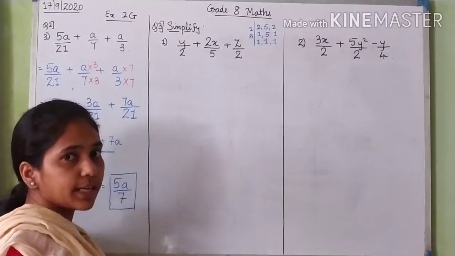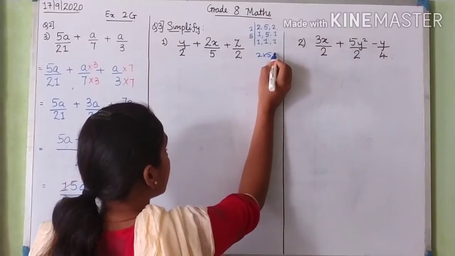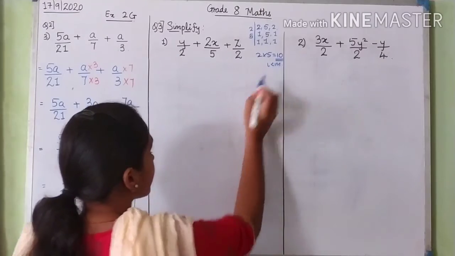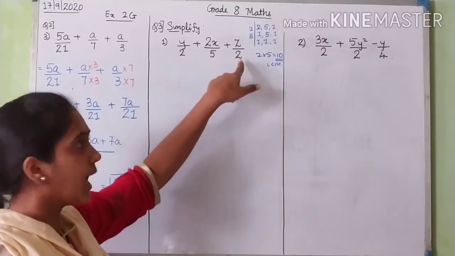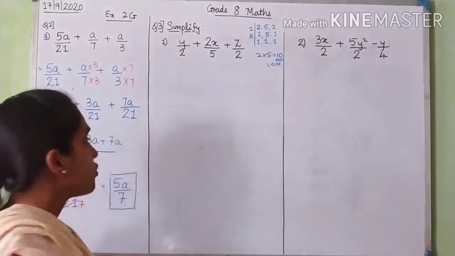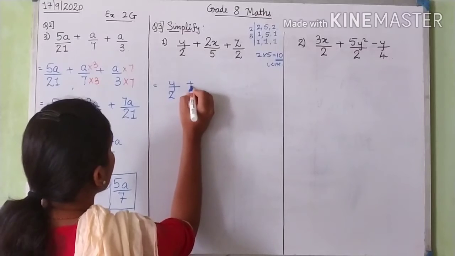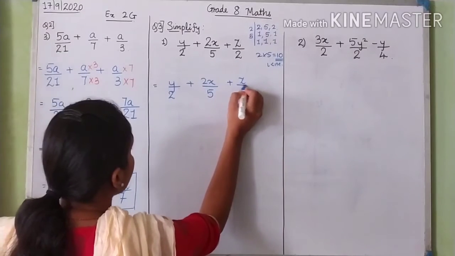So which numbers do I get on the left? 2 and 5. So I multiply them. 2 into 5 is equal to 10. So 10 is our LCM. That means each denominator here has to be converted to 10. So first I write the fractions y by 2 plus 2x by 5 plus z by 2.